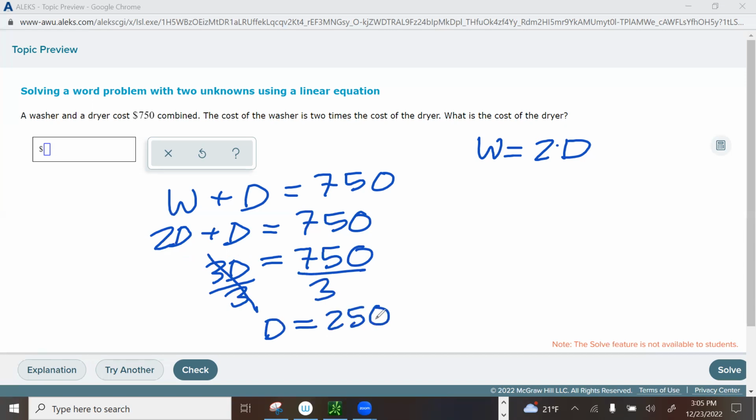Now what did D stand for? D was the dryer. W was the washer. And they said, what's the cost of the dryer? Oh, okay, so we found it.